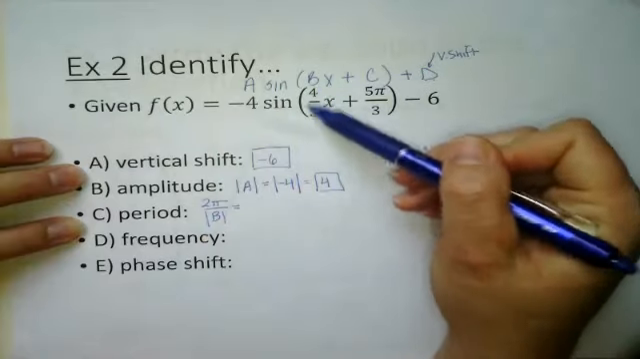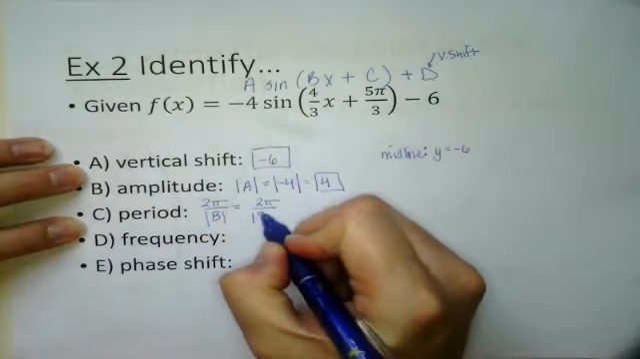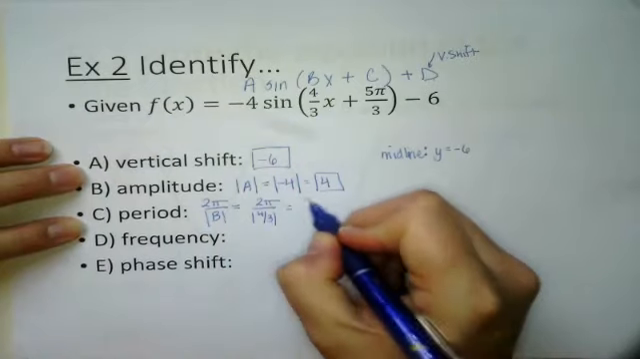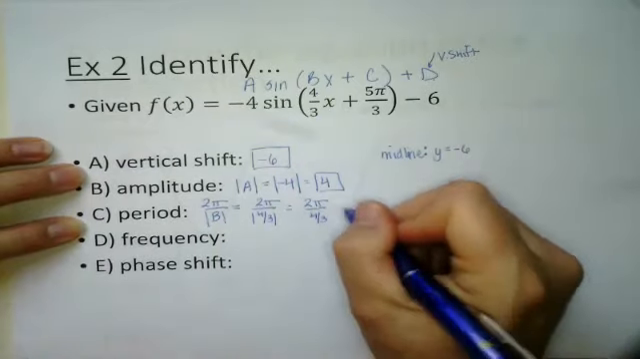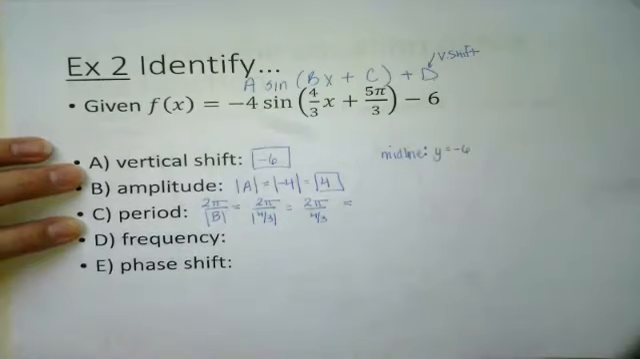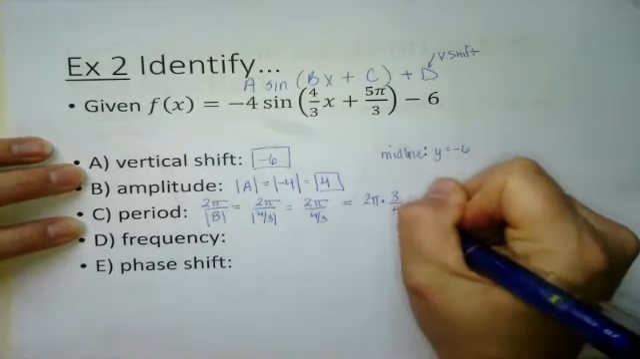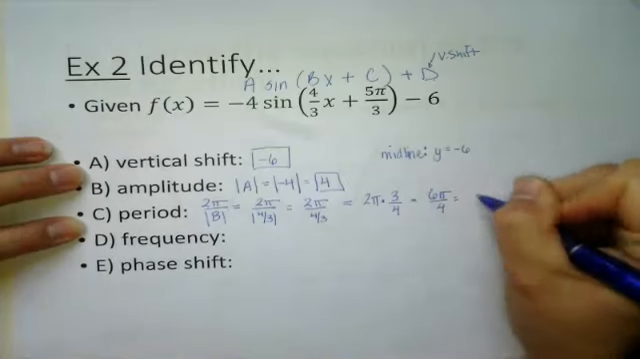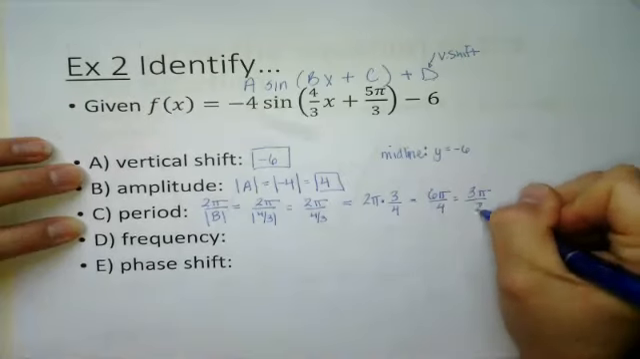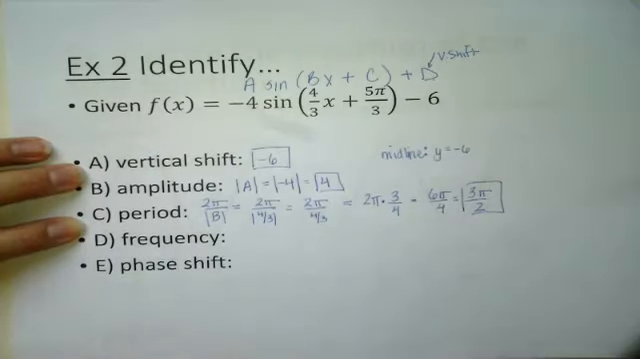Here, our B value is 4/3. So we would have 2 pi over the absolute value of 4/3, which is just 4/3. And I don't like dividing by a fraction, so I'm going to multiply by the reciprocal. So that's going to be 2 pi times 3/4, which is 6 pi over 4, which reduces to 3 pi over 2, which you'll notice is the same as the other page.